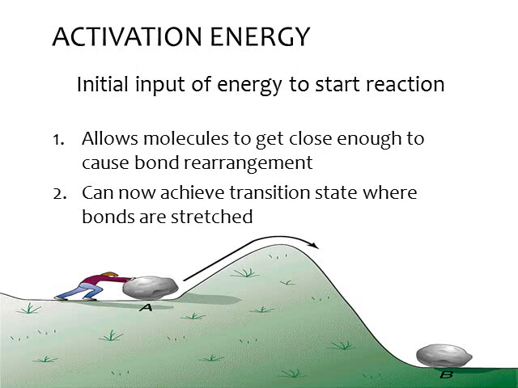Here we have a little diagram showing the activation energy. We have our starting material A, which is the rock down at the bottom. We have a person that has to input a little bit of energy to get over this little hill. And then once you get over the top of the hill, that rock will roll down to the bottom of the hill, and you'll end up with your products, which is labeled B in this diagram.